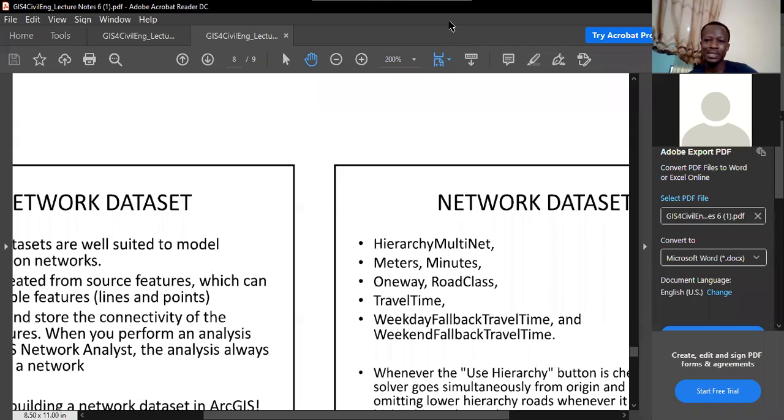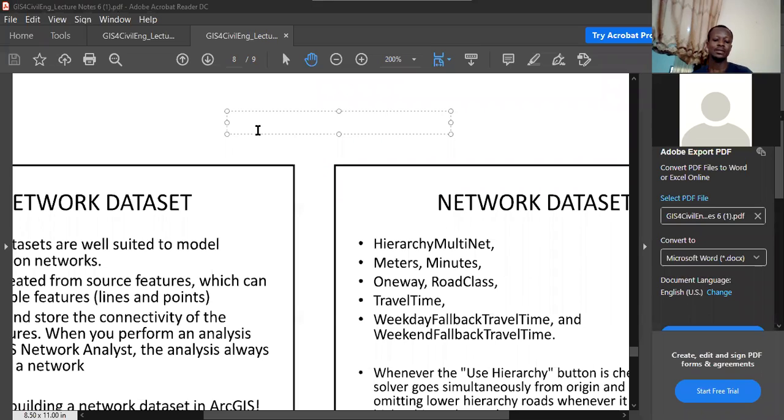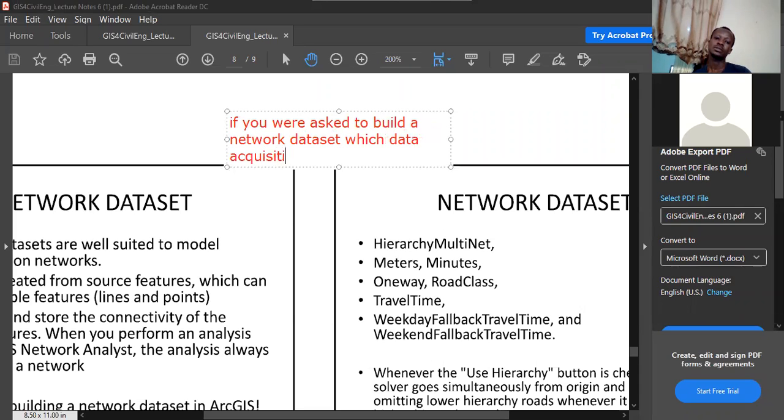If we're asked to build a network data set, if you were asked to build a network data set, which data acquisition method will you use? What will you measure? Okay, so it's a question, it's an interactive one section right now.